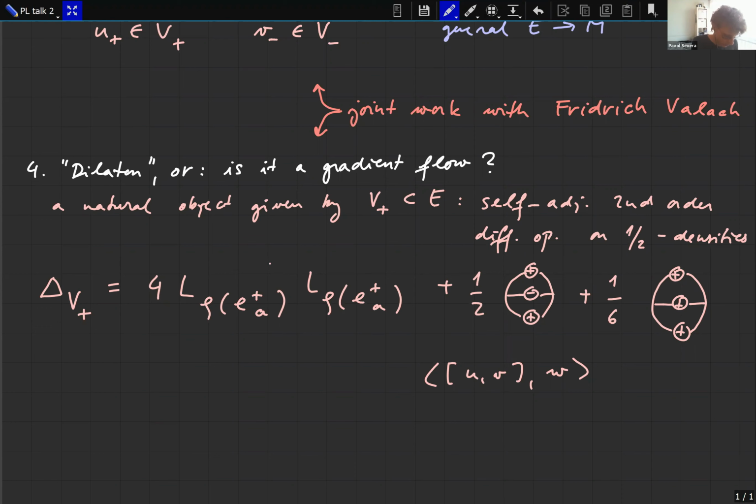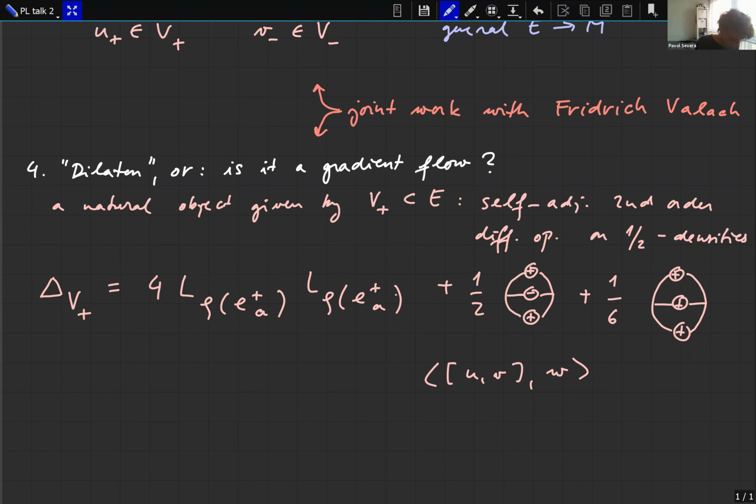But for a non-trivial V plus, so when V plus is a true subbundle, neither 0 nor the entire E, then I don't know a better definition of this thing. Just believe me that this one is invariant, so it doesn't depend on the choice of the frame.